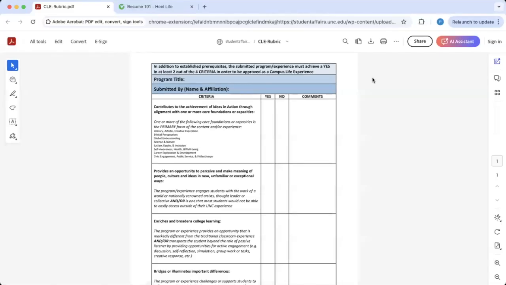Today, I'll be providing instructions on how departments can evaluate both their own and student organizations' events for CLE credit. First, what are CLE events?